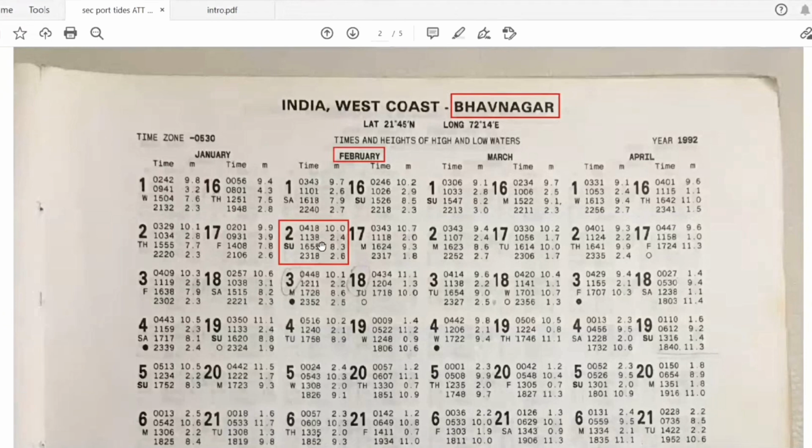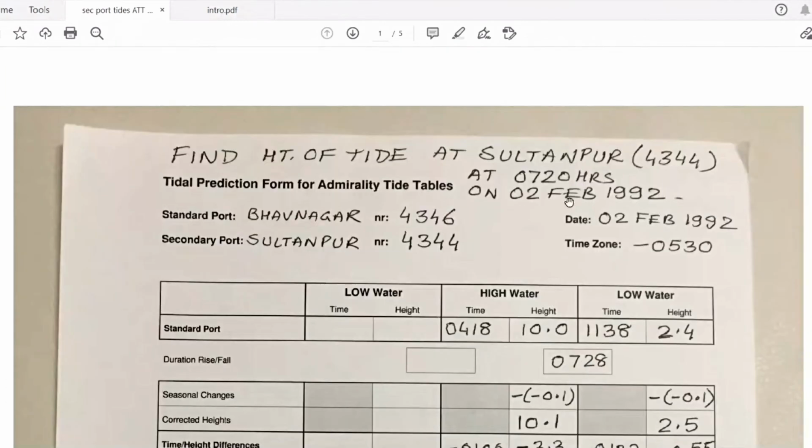Now you write down the data for 2nd of February for the standard port. Write down 0418 high water, 10 meter; 1138 low water, 2.4; 1655 high water, 8.3; 2318 low water, 2. So just write down this data as data for the standard port. Okay, so now we have got data for the standard port. We have got time and height corrections for the secondary port, and we can start the calculation after writing this data. Anyone who has not understood this part, how to get the data, how to find out the port in the volume? Now we do the calculation.